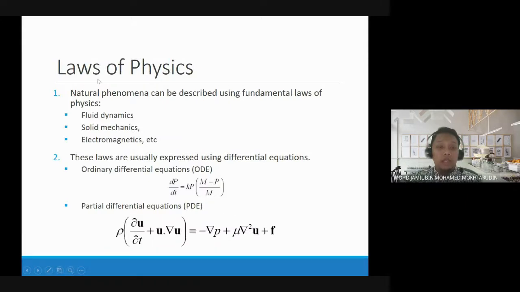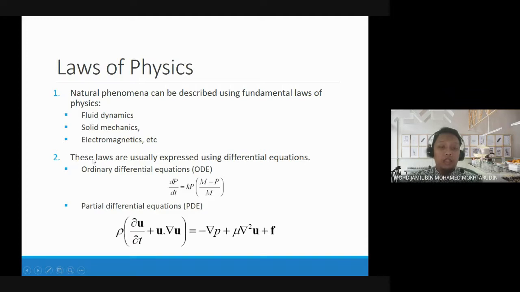So let's look at some laws of physics. A law of physics is basically a natural phenomenon that describes something, a system or behavior. We have fluid dynamics, solid mechanics, and electromagnetics. So in this course, we cover these three things. And if we have enough time, we will try to do combinations.